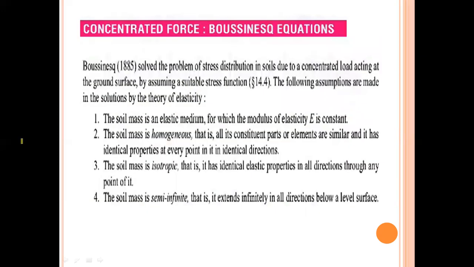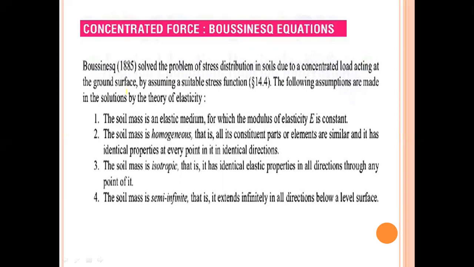The concentrated force: Boussinesq equation. The Boussinesq equation solved the problem of stress distribution in soils due to a concentrated load acting at the ground surface by assuming a suitable stress function. The following assumptions are made in the solution by the theory of elasticity.